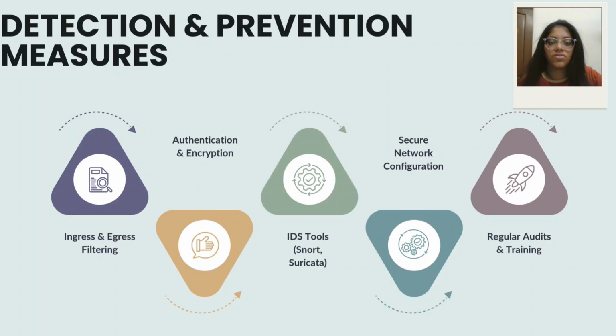Fourth is secure network configuration. Maintaining a secure network configuration involves following the principles of least privilege and hardening all devices to minimize vulnerabilities. This includes regularly patching systems, disabling unnecessary services, and segmenting our network to contain any potential security incidents.